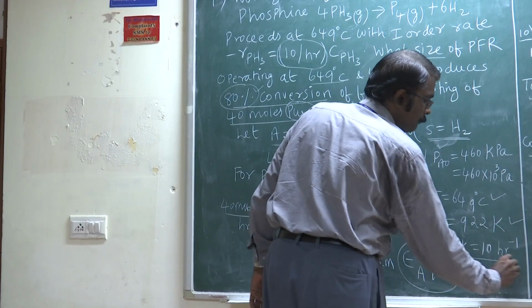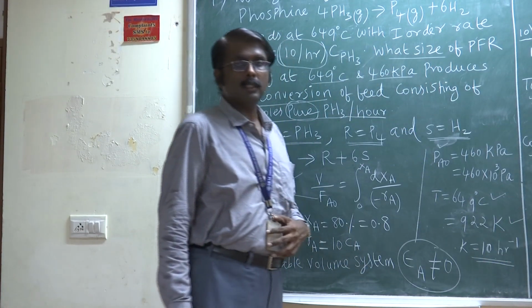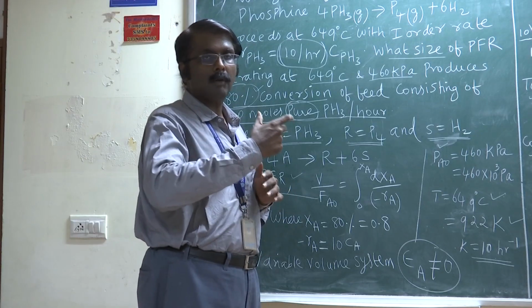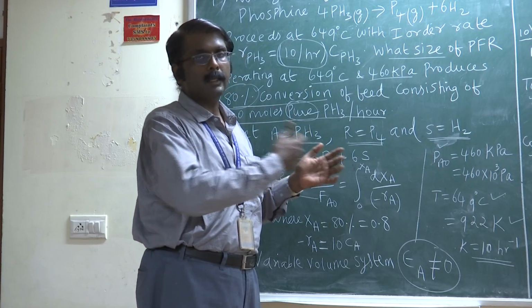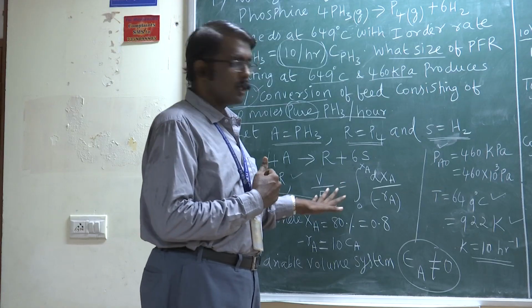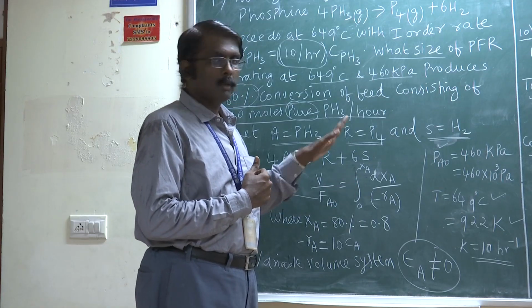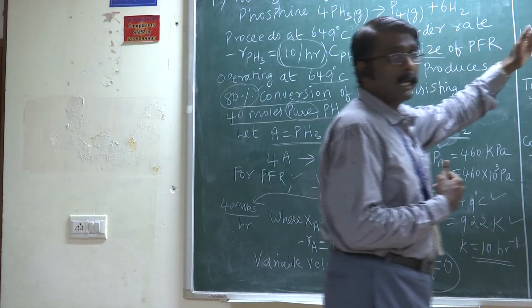So the K value is 10 power inverse 1. So these are the initial data that we can collect from the given statement of the problem, and the equation is also defined now. Now let us move on to the next step, that is the solution part.